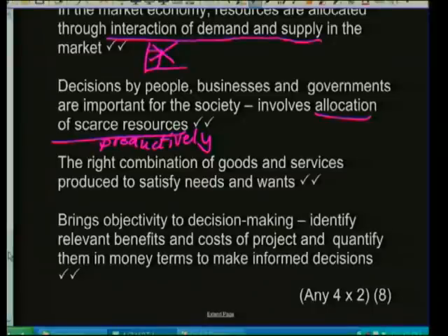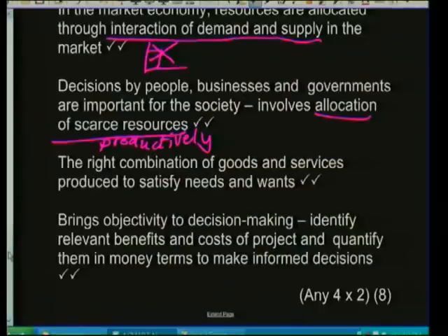The last point brings objectivity to decision making. Instead of just starting the business, if you actually collect information, ask the people in the community, ask people who have knowledge on that specific project, it will help you to be more objective. So you don't just do it for the sake of the profit. You actually look at what the social cost and what the implications of this project is going to be.